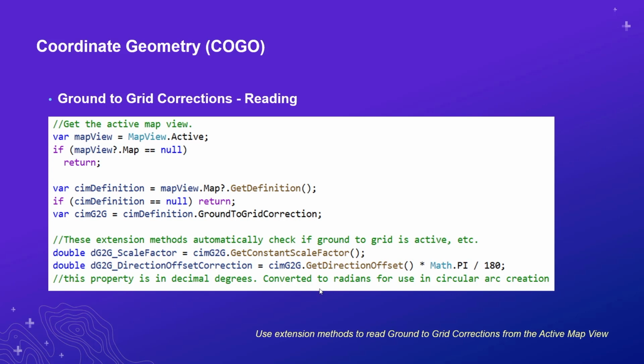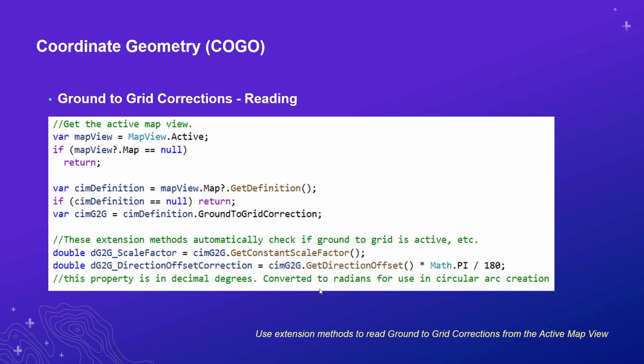And what this does internally is it automatically checks to see if the grounded grid is actually active and turned on, and also checks to see if the checkboxes or the equivalent of the checkbox is turned on, so that it is currently set by the user. And if any of those things are turned off, then the scale factor just returns 1. And similarly for direction offset correction, if any of those are turned off, then the direction offset correction is just set to 0. Also note that the direction offset correction is always stored in decimal degrees.